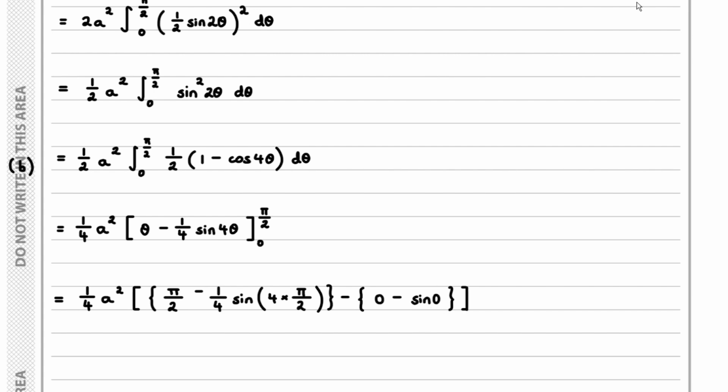And therefore, if I work out what this is, here we've got the sine of 2 pi, which is 0. Here we've also got 0. So I've got a quarter a squared times pi over 2, which is 1/8 pi a squared, meaning k is equal to 1/8.